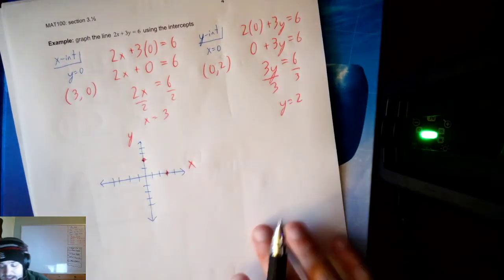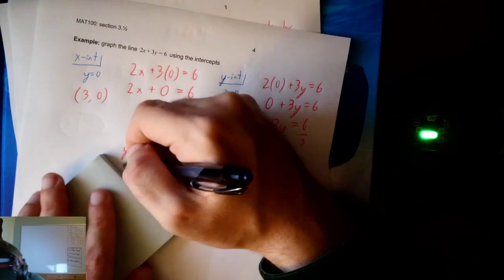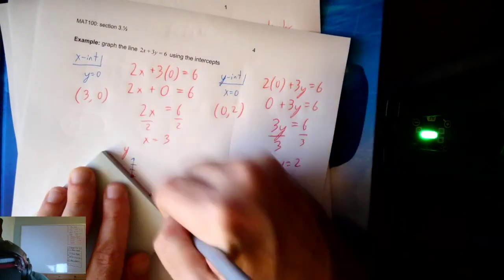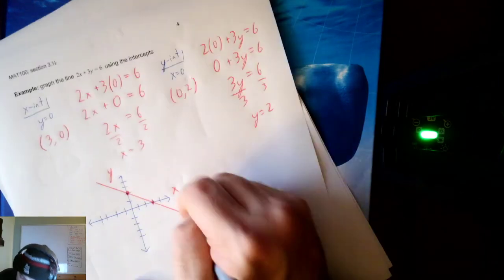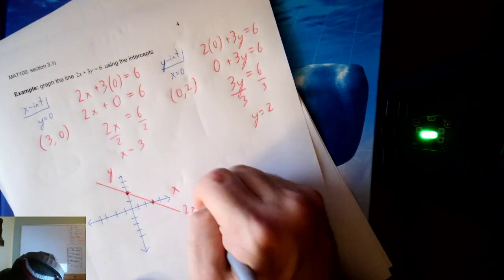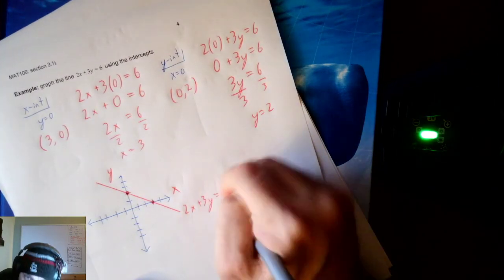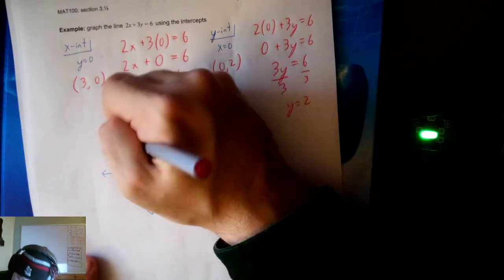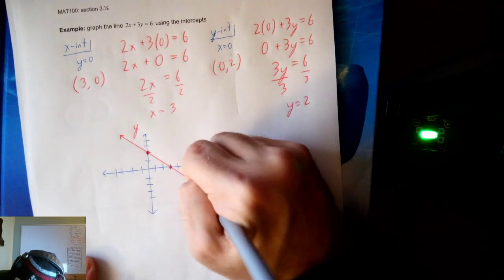And then if I want to connect them, let's use the red pen because we were drawing it in red. We draw our line through our dots. And I can label it 2x plus 3y equals 6. So I graphed this line using the intercepts.